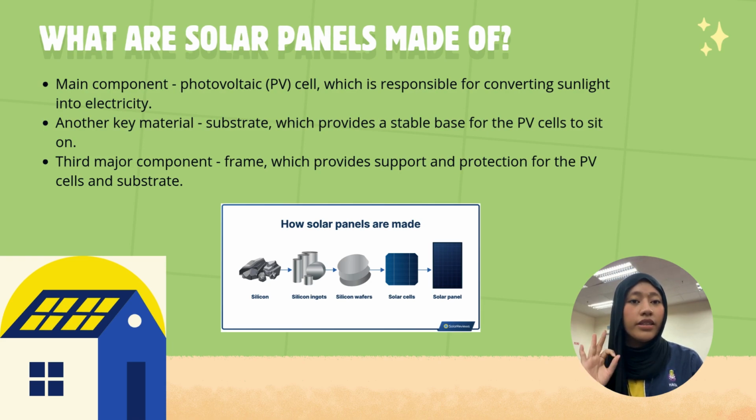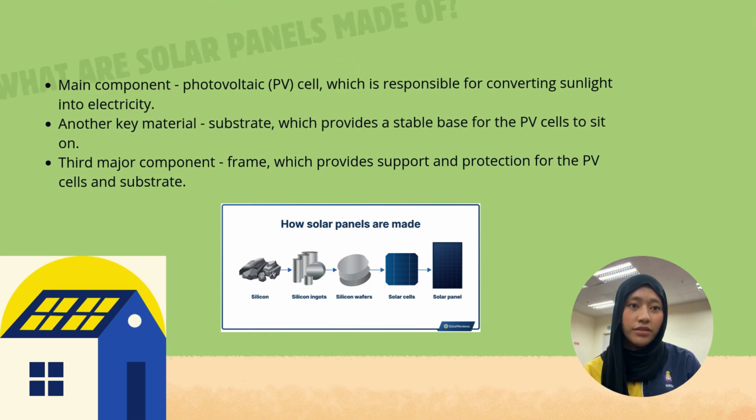The third major component of a solar panel is the frame, which provides support and protection for the PV cells and substrate. The frame is typically made of aluminium or a lightweight, durable metal that can withstand the weight of the panel and any weather conditions it may encounter. The frame also helps to keep the panel in the correct position for optimal sunlight exposure.